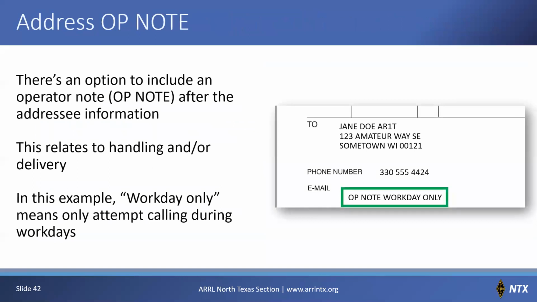All right, we'll keep going here. Op notes, operator notes. So there's two places where this can happen. This is the first. An op note is another piece of information that helps with the relaying of that traffic. This first one is for information about handling or delivery.